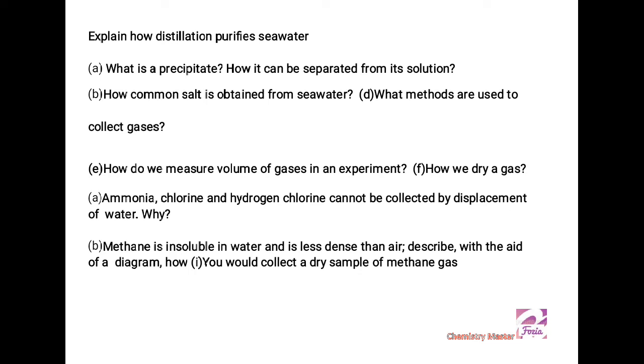How do we measure the volume of gases in an experiment? There is a specially designed syringe which is used to measure the volume of gases during any experiment. The F part is how we dry a gas. Sometimes gases are produced in aqueous solutions, and there, water vapors are added to the gas. So how to remove those water vapors? We have special chemicals for it. You need to go through your textbook for it. Ammonia, chlorine, hydrogen chloride cannot be collected by displacement of water. Why? You have to keep two points here again, which are explained in part D.